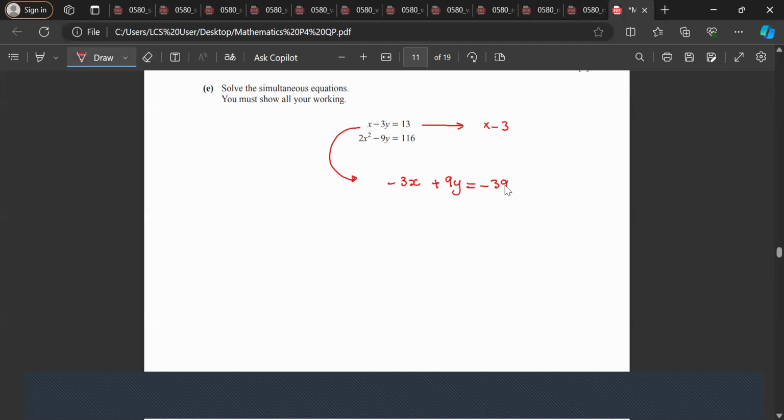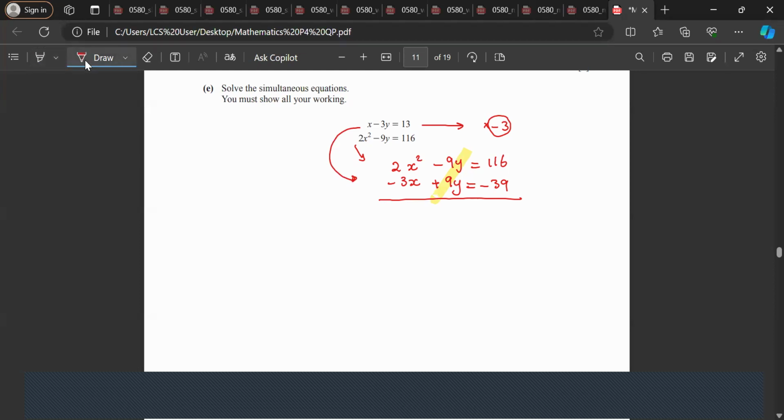Any problem in this step? What did I do? I multiplied by -3, so it will be -3x positive 9y equal -39. Then I will put this here as it is, nothing will change: 2x squared minus 9y equal 116. Now I am going to add the two equations. What will be crossed? This will be crossed. Why? Because they are the same term, but one positive, one negative.